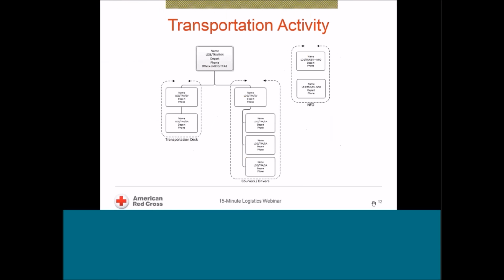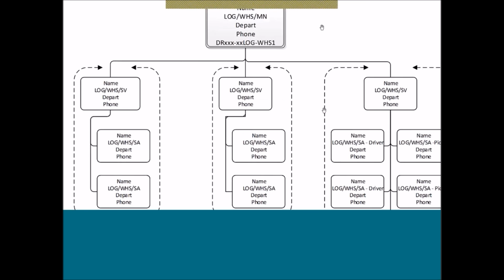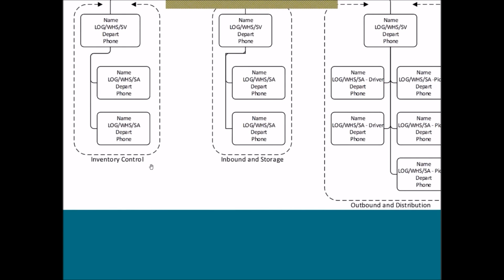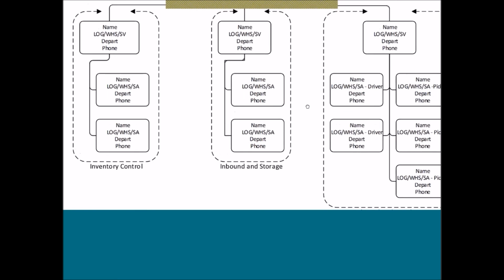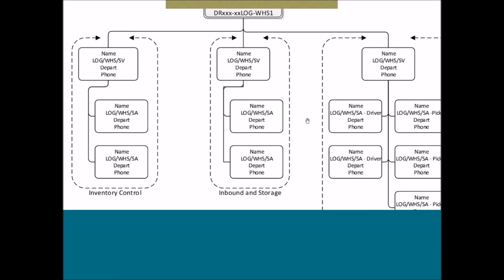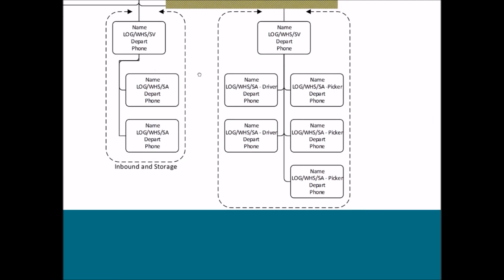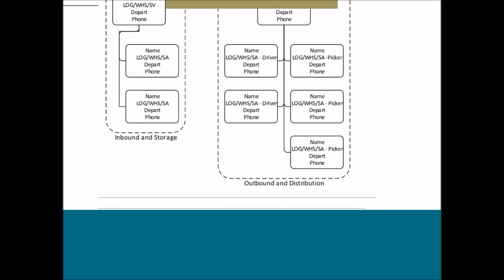And the way I've got this broken out is I've broken it out with a manager at the top. And then I've got some supervisors that are going to be heading a team. So the teams that I've designed are one for inventory control, who's going to keep track of the inventory and do the entering of information into the inventory Excel spreadsheet. And then we're going to have a section for the inbound and storage. These are people that are going to be offloading the trucks and storing things away. And then the last one here is outbound and distribution. So I've designed some pickers, and then I've also designed some drivers as well.